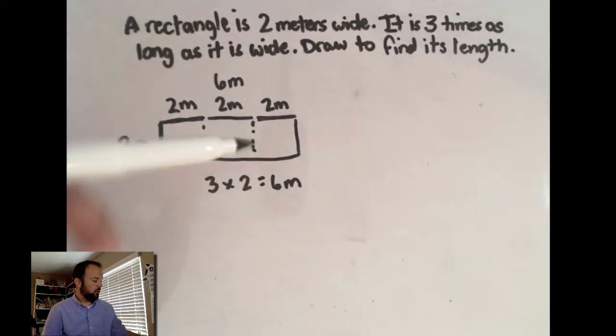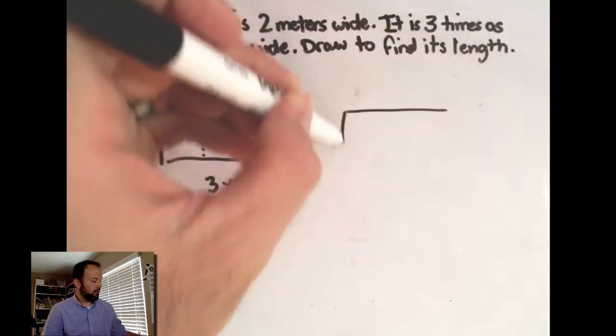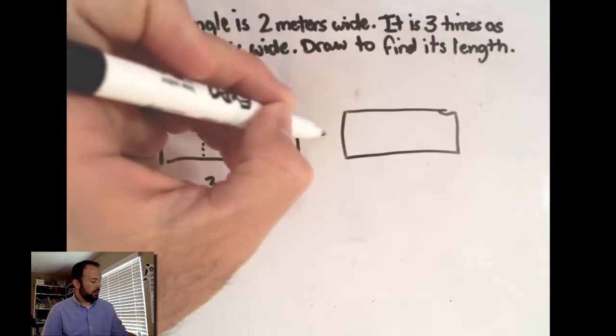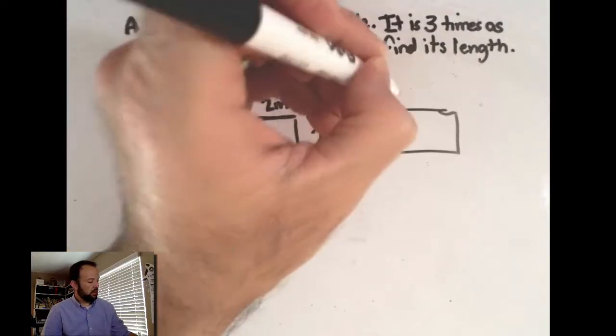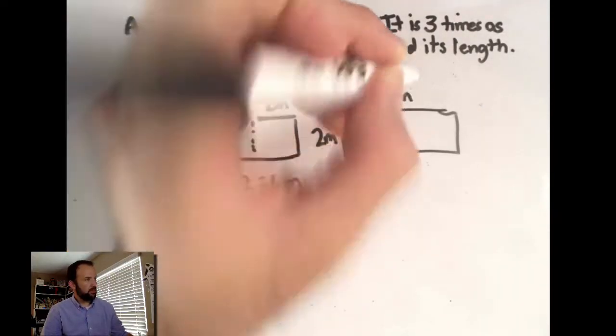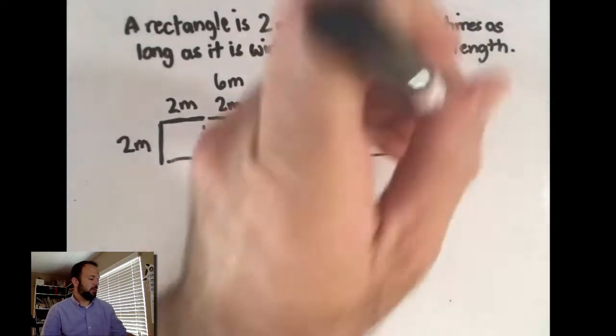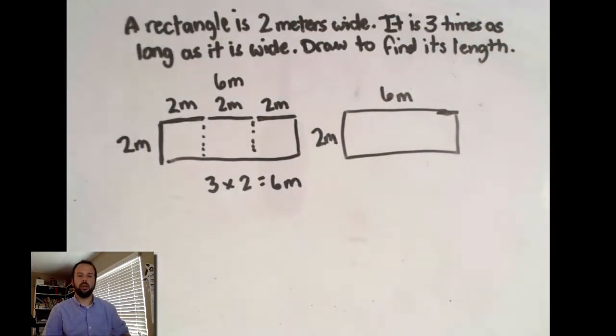Perfect. So knowing that, I could draw a rectangle now that is 2 meters by 6 meters. Okay? And knowing that about this rectangle, what would the perimeter of this rectangle be? If you need to go back and refer to your chart from the previous lesson that we created with the different formulas for finding perimeter, go ahead and do that. But tell me, what would the perimeter be?